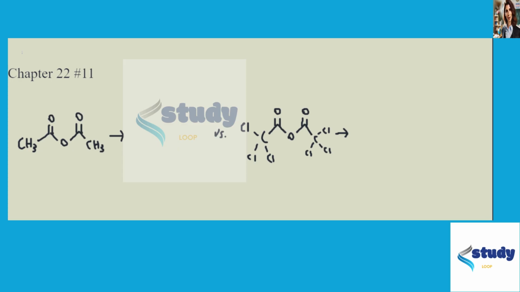Okay, so basically we need to look at what the conjugate base, or the leaving group, if you will, is going to look like. And so we can draw them for each of these. So for regular acetic anhydride, it's going to look like this. So we can draw it like this.